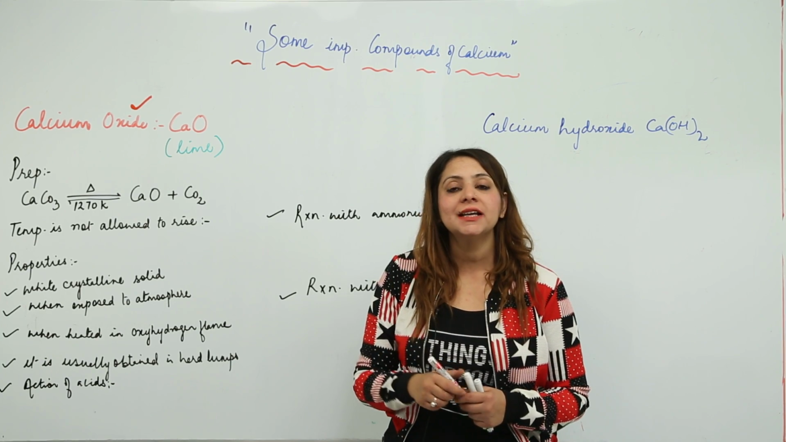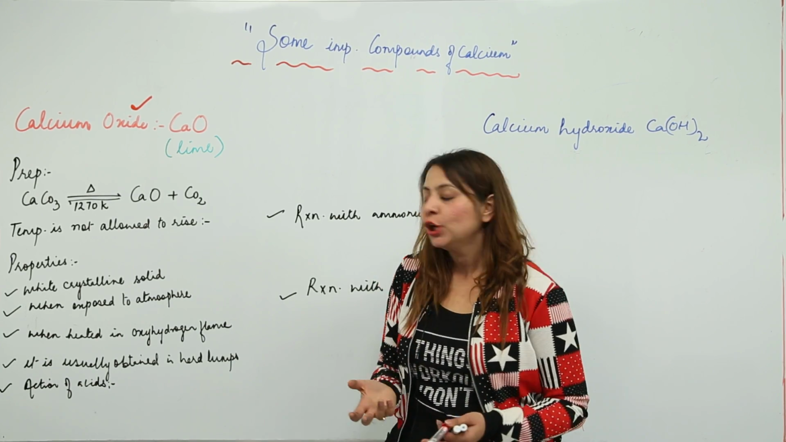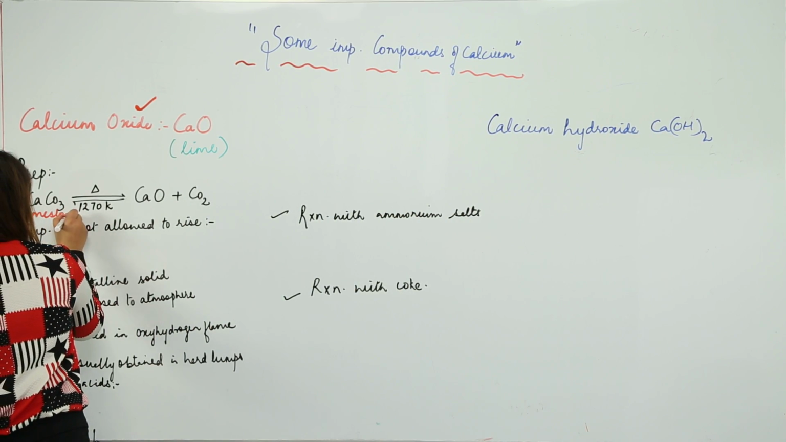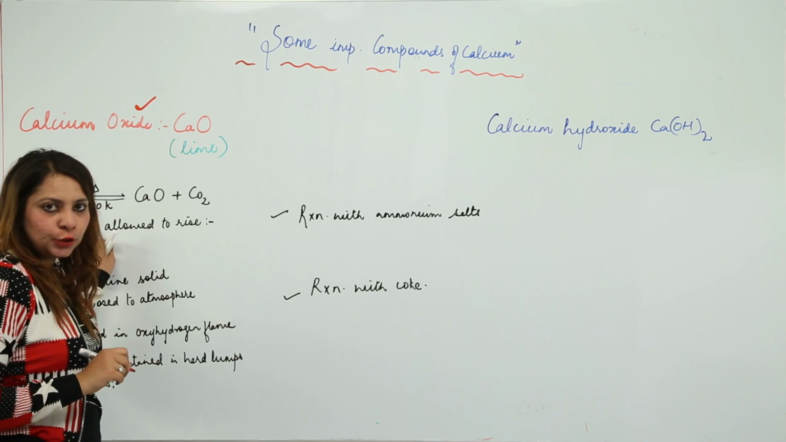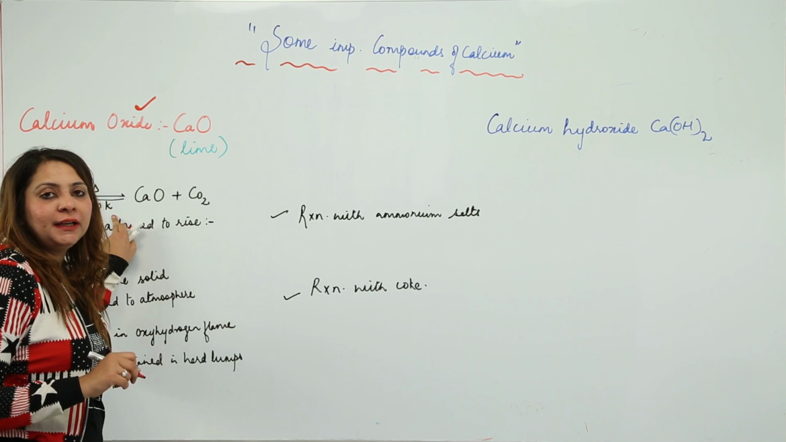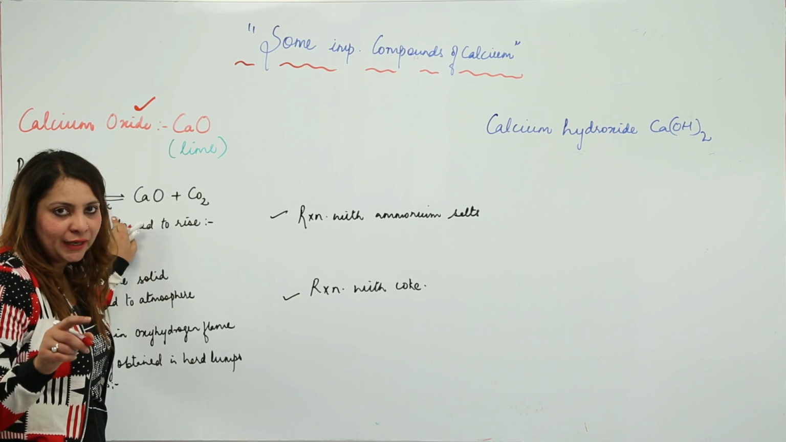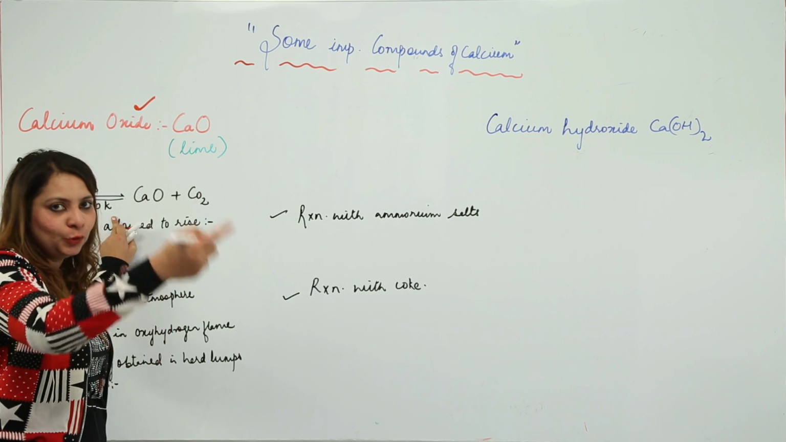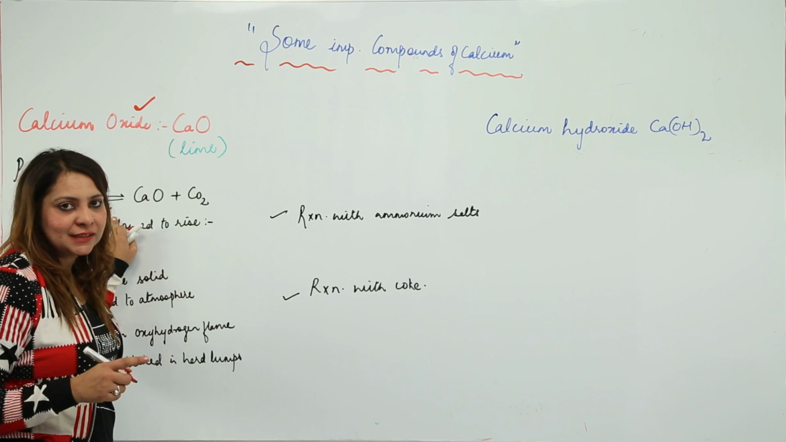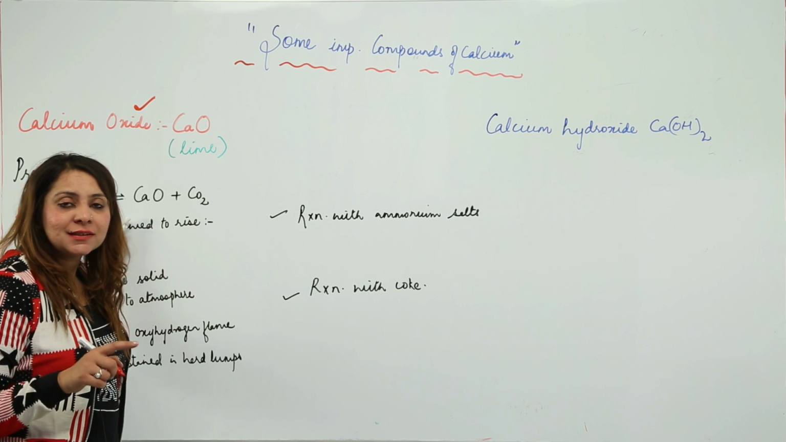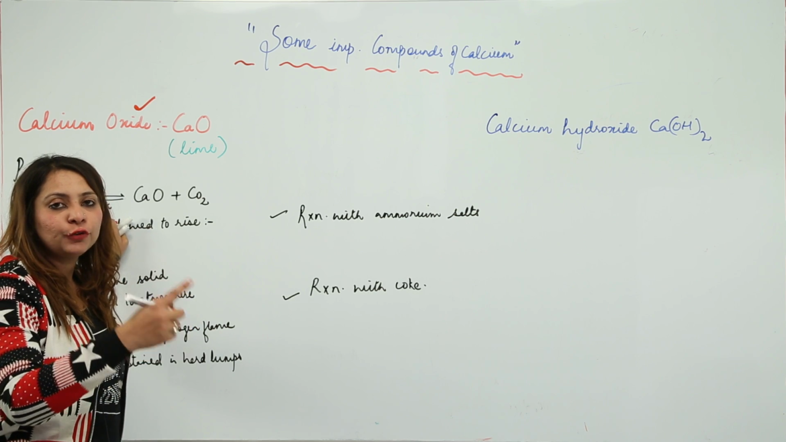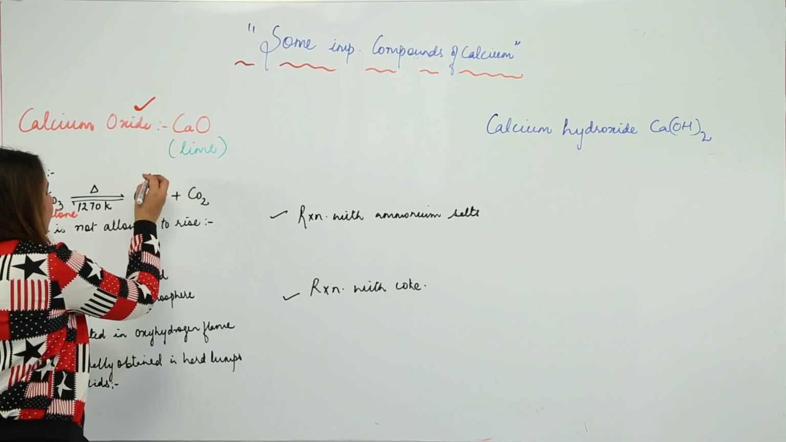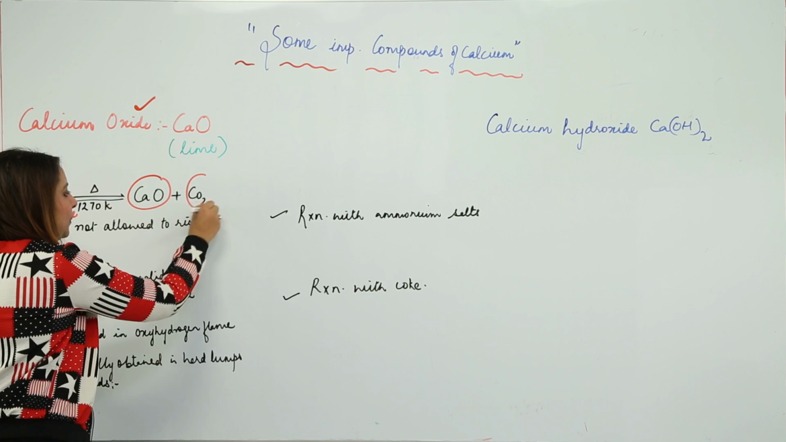So the first thing is how we can prepare the lime. We can prepare the lime by using limestone. As you know, limestone is CaCO3. You need to heat it at approximately 1270 Kelvin. It may vary from 1000 to 1270, but not less than that and not more than that. And what is the reason, we are going to discuss here. You can heat it in the temperature range from 1000 to 1270, and it decomposes, and on decomposition it forms lime and carbon dioxide.